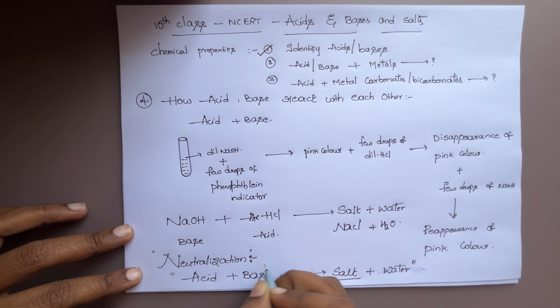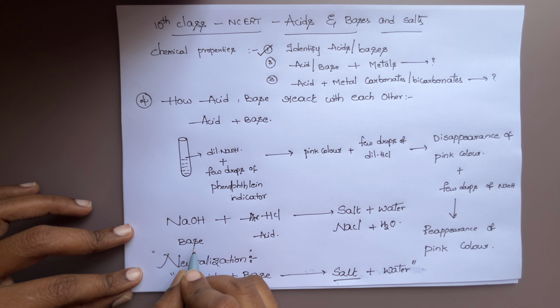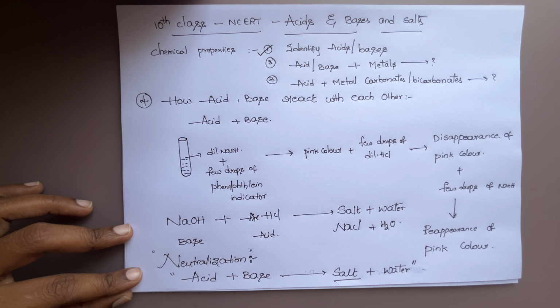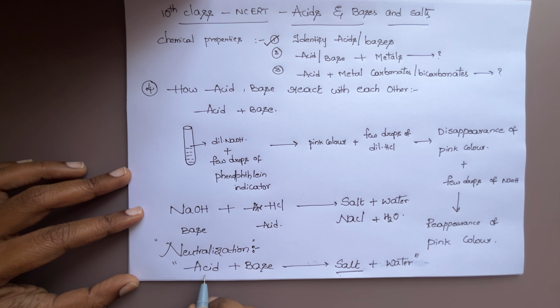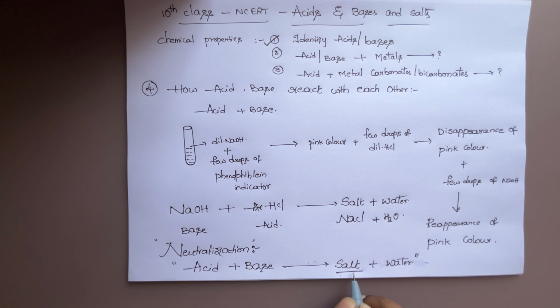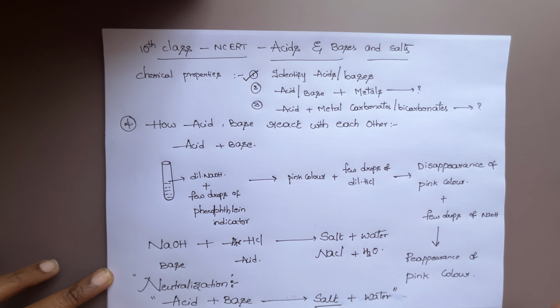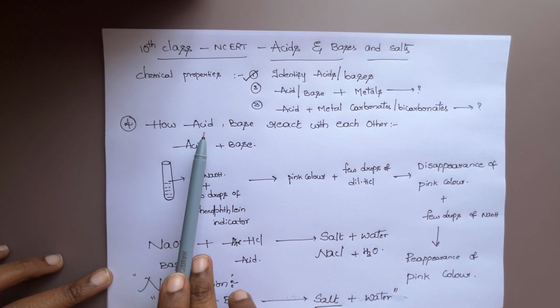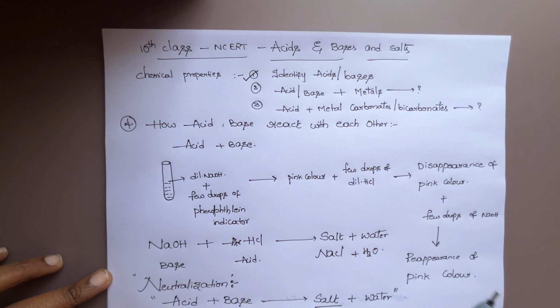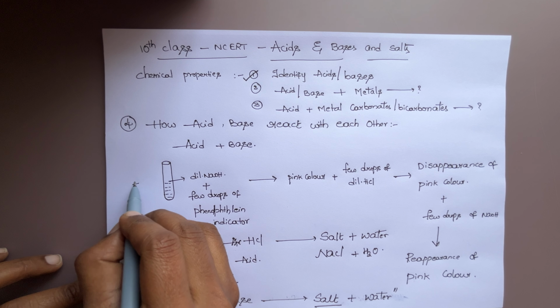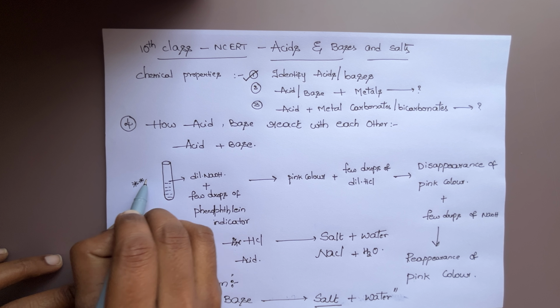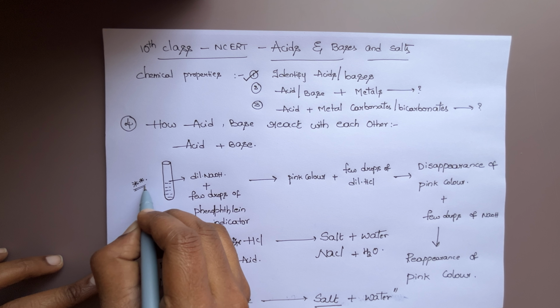Neutralization is nothing but the effect of acid being nullified by base and the effect of base being nullified by acid. So acid and base react with each other and form salt and water. This is the basic reaction. This is the fourth property of acids and bases. When acid and base react with each other, salt and water are produced. This is a very important experiment, you can easily remember.